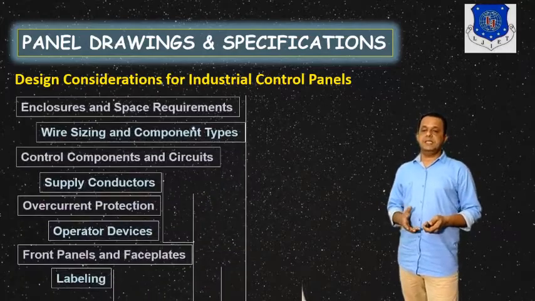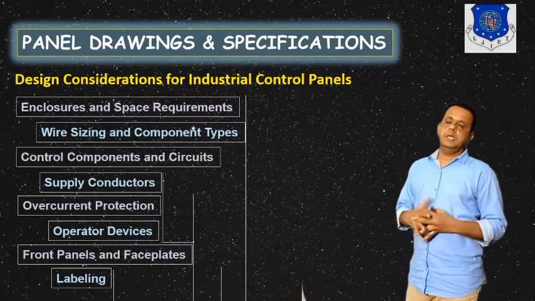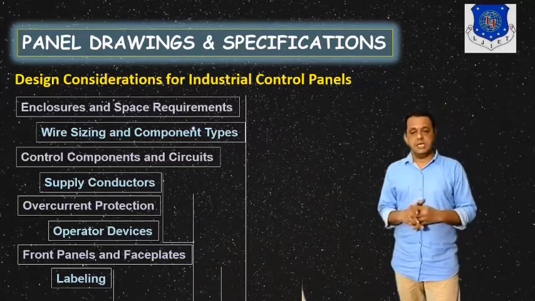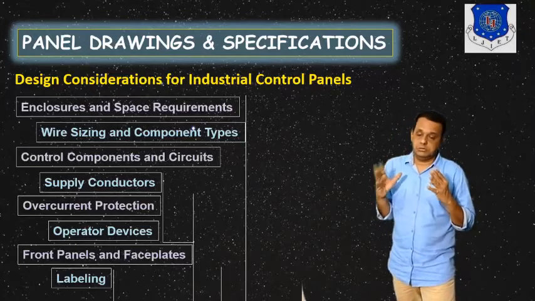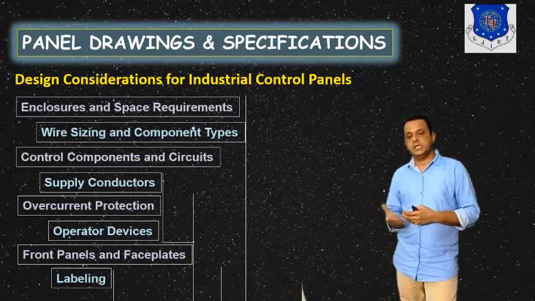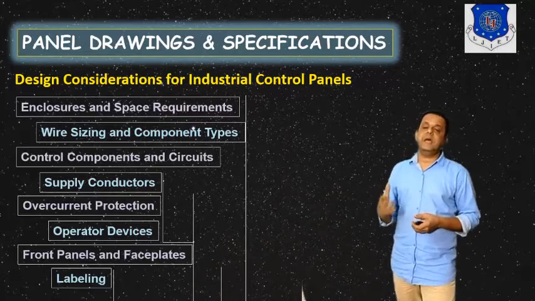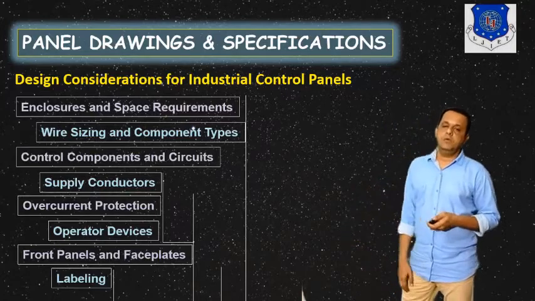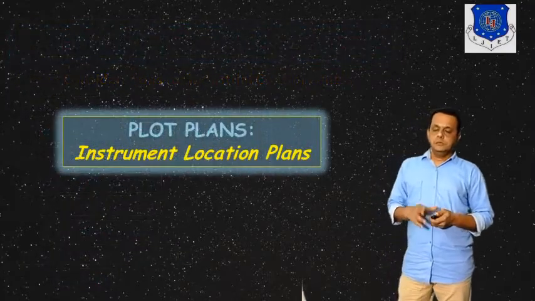What are the design considerations for the industrial control panel that you should see: enclosures and space requirements, then wire sizing and components, control components and circuits, then supply conductor, overcurrent protection, operator device, front panel and faceplates, and final labeling. All of this is to be covered in one good design of the industrial control panel.